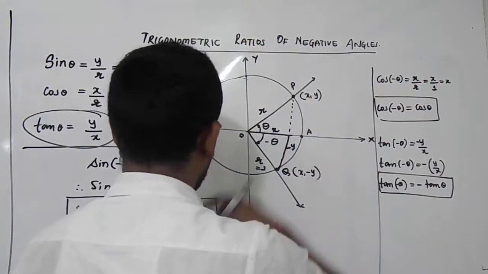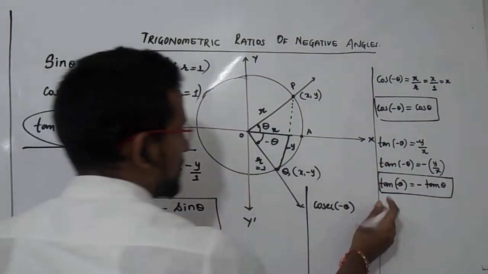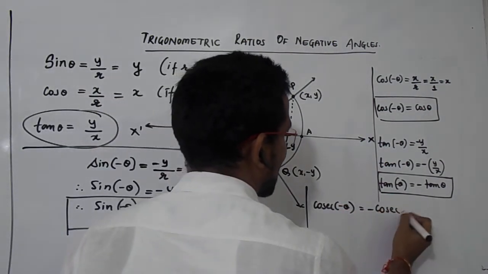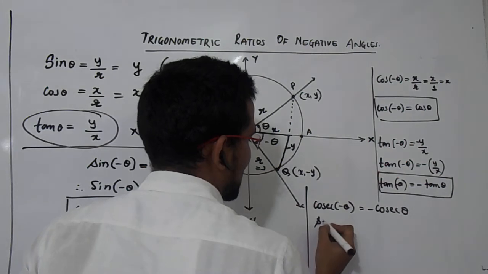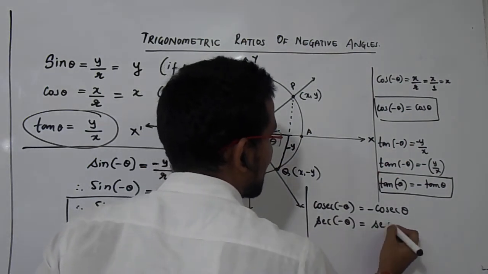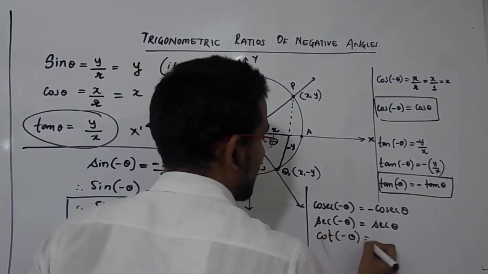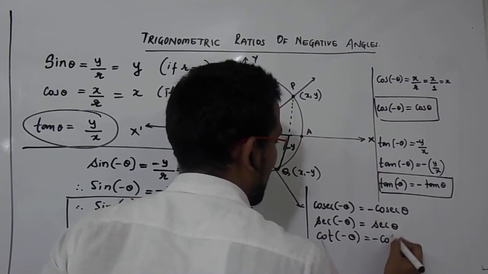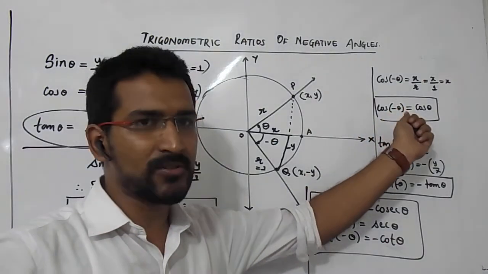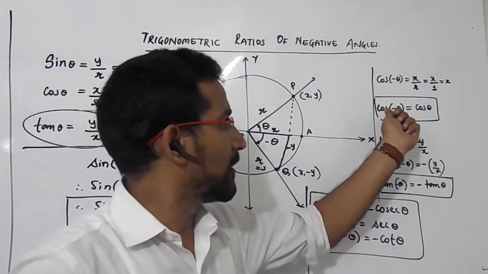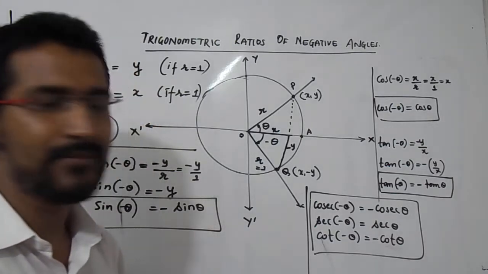Similarly, by taking the reciprocals of all these, we get that cosec of minus theta will be equal to minus cosec theta. This is the reciprocal of sin theta. If we take the reciprocal of cos theta, it is sec theta, so sec of minus theta will be equal to sec theta, and cot of minus theta will be minus cot theta. So in the case of cos and sec only, the function of a negative angle is equal to the function of the positive angle.